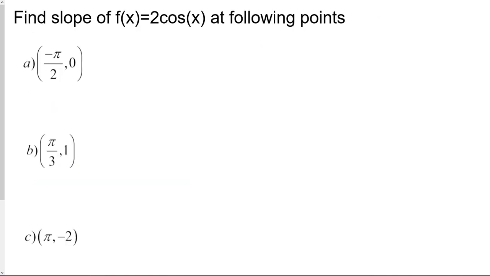Okay, similarly, you're able to find a slope. To be able to find a slope, you need to first find the derivative. Okay, so we need to find f prime of x. F prime of x, if we're starting off with 2 cosine of x, is just negative 2 sine of x. Okay, the constant's pulled out. Derivative of cosine of x is negative sine. Now to find our slopes, we're just going to plug in the x values.